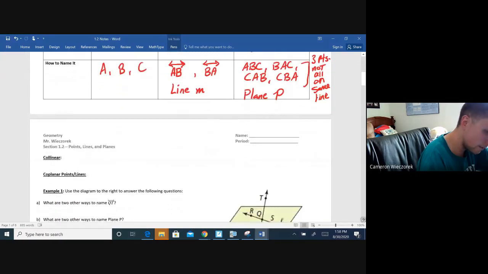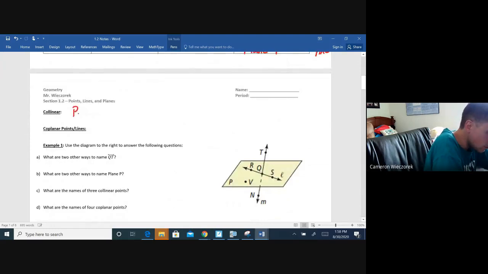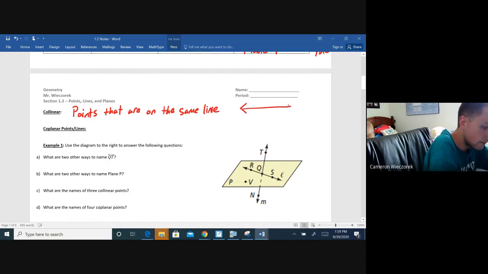Some vocabulary. When we talk about things being collinear, this just means points that are on the same line. Okay. So for example, here's a line. Here's point A, point B, point C. I would say that points A, B, and C are collinear in that case because all three of those points lie on the same line.